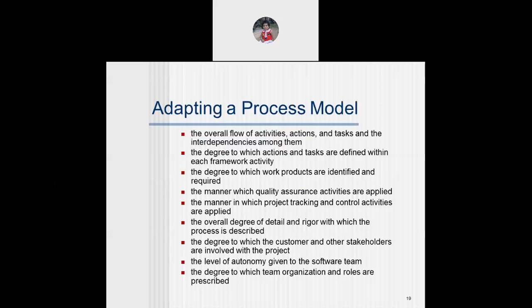So adapting a process model: the overflow of the activities, actions and tasks and the interdependencies among them, the degree to which actions and tasks are defined within each framework activity, the degree to which work products are identified and required, the manner in which quality assurance activities are applied, the manner in which project tracking and control activities are applied, the overall degree of detail and rigor with which the process is described, the degree to which a customer and other stakeholders are involved with the project, the level of autonomy given to the software team, the degree to which team organization and roles are prescribed.